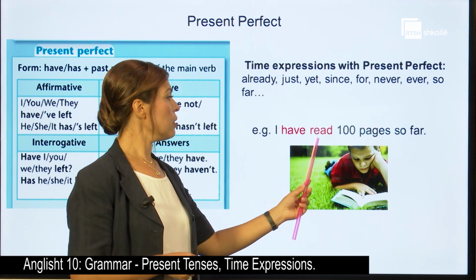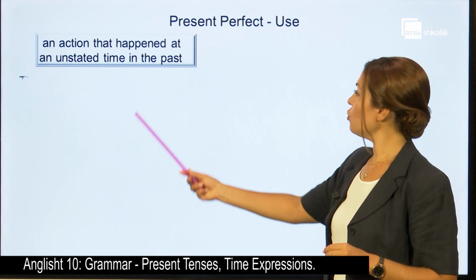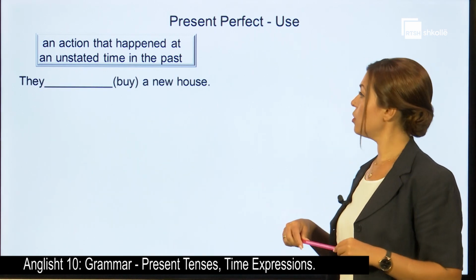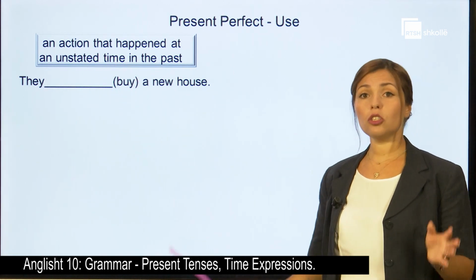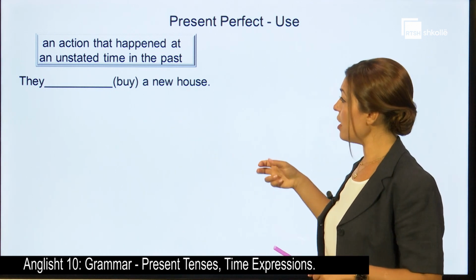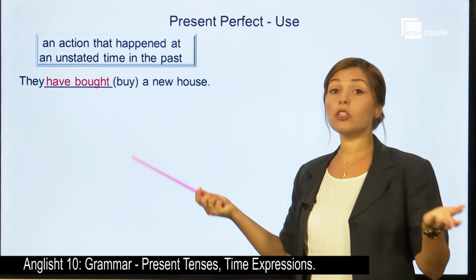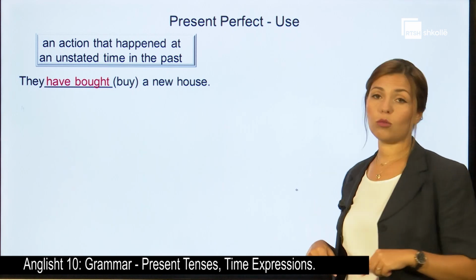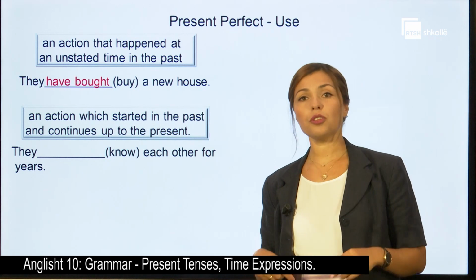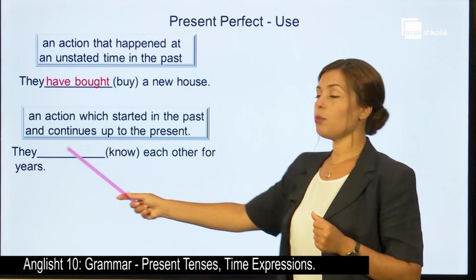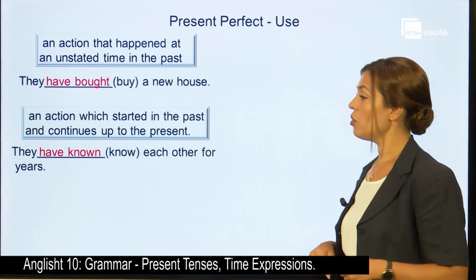So I started in the past and continue in the present. Have plus our past participle. Now, I would like from you to find the correct answer. We have the uses. So one of the uses of the present perfect. It happened in the past, but we don't know when. They have bought. Have plus past participle. We don't know when. They have bought a house. Another use. An action started in the past and continues in the present. They, the verb is know. They have known each other for 4 years.